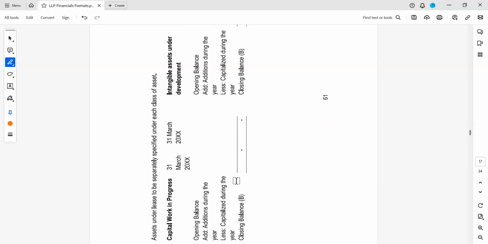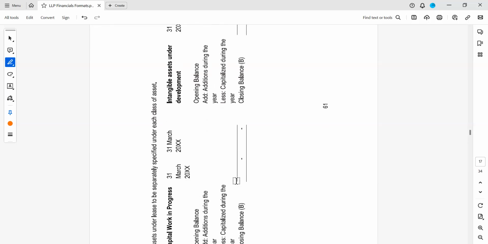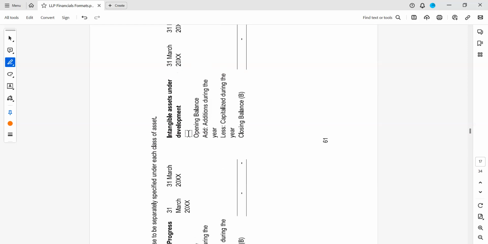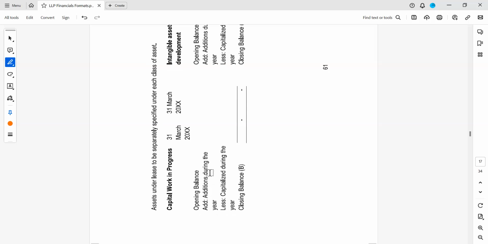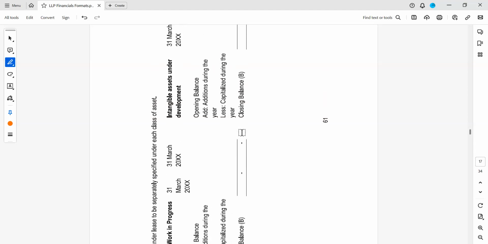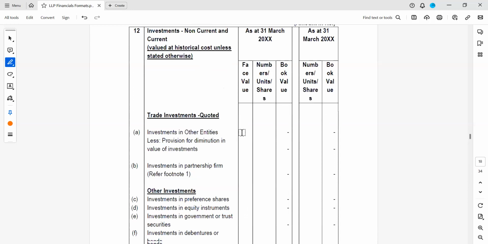Now capital work in progress. Okay, and the intangibles under development. Opening balance, additions during the year, capitalized during the year, and closing balance. Whatever you have capitalized here will go and sit in the assets, and the balance will continue here. If it is completed during the year, then you will deduct that money here and you will take it to the balance sheet under assets, additions to the assets during the year.